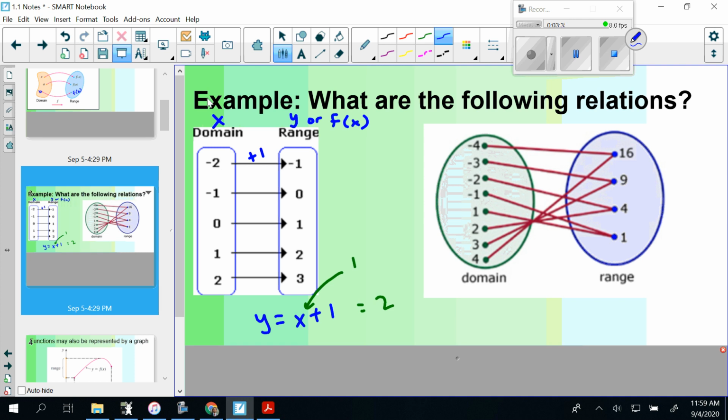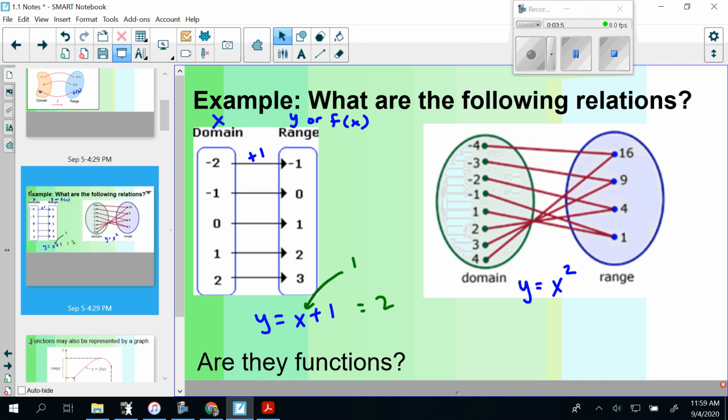All right, let's see what you got. I think if you multiply it by itself, or in other words, square it, that's the relationship going on here. The output will equal the input squared. Because if you do -4 squared, you get 16. -3 squared, you get 9, and so on. So that would be our relationship here.